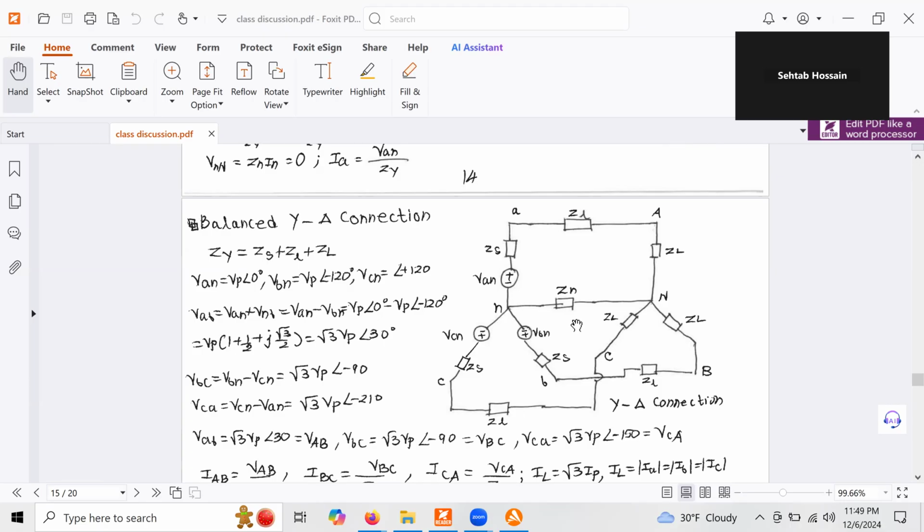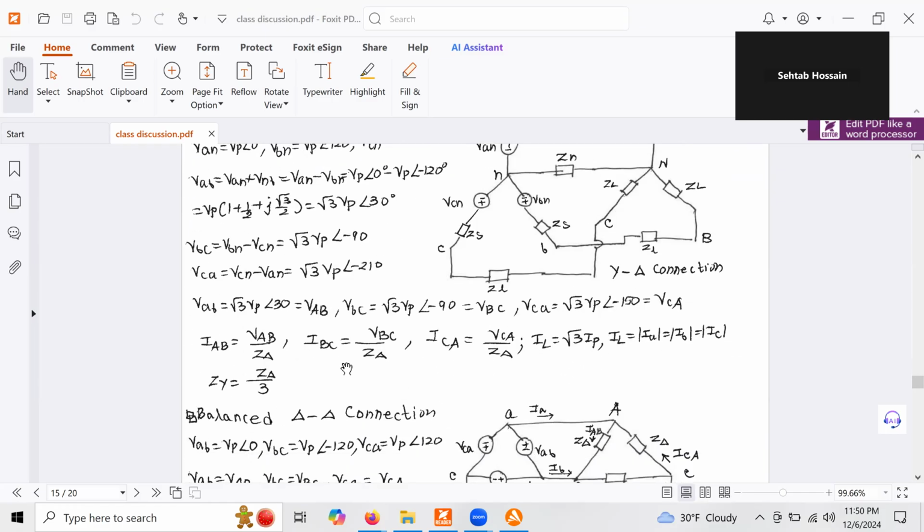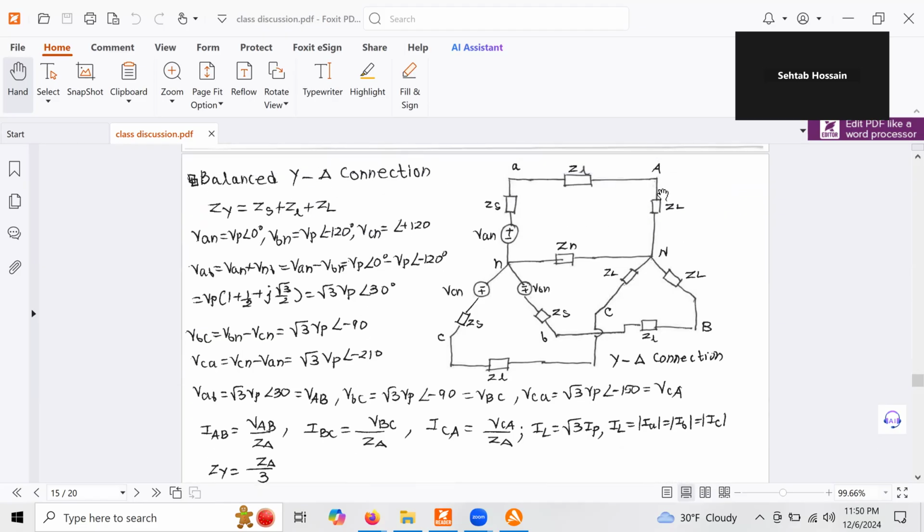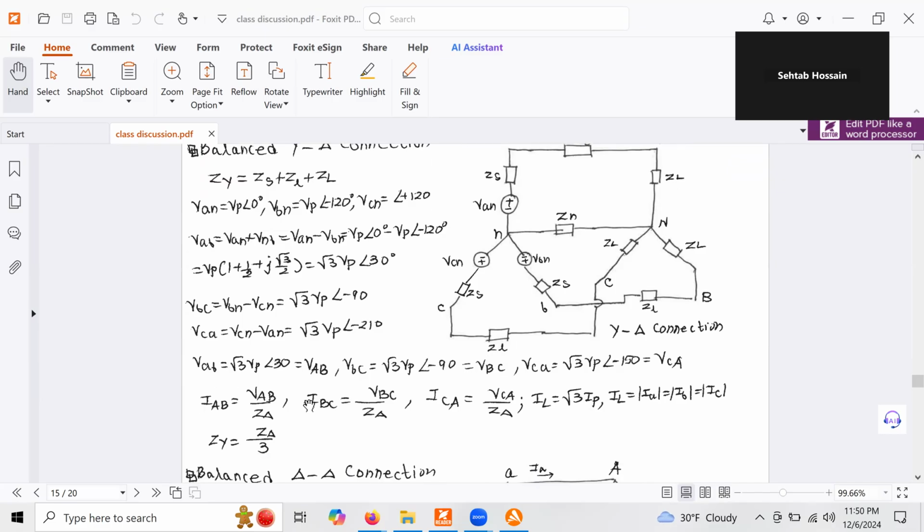And VCA will be the same, root 3 times VP in amplitude and 30 degrees phase apart. So VAB is the line voltage across here, capital VAB. VBC is the same, 60 degrees apart, and this one is 90 degrees apart. And for the case of IAB, let's see, IAB is the line current, VAB over Z delta.